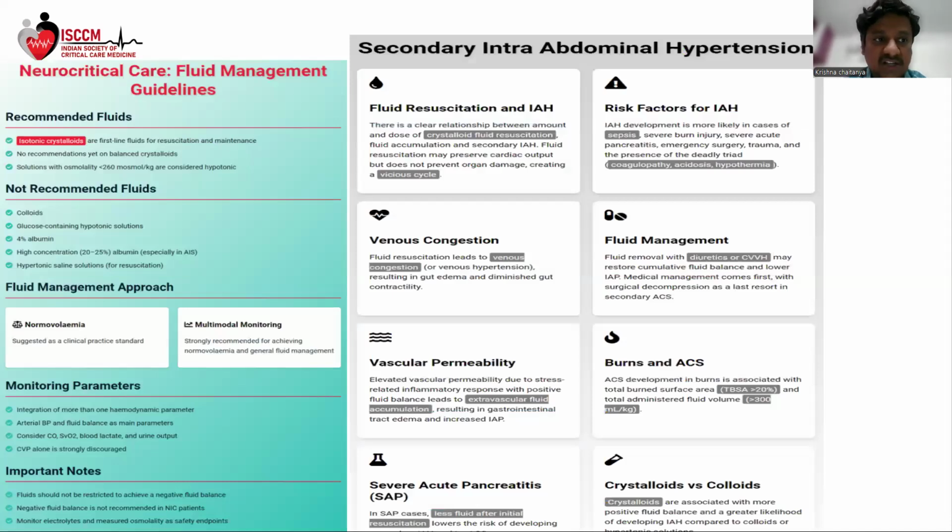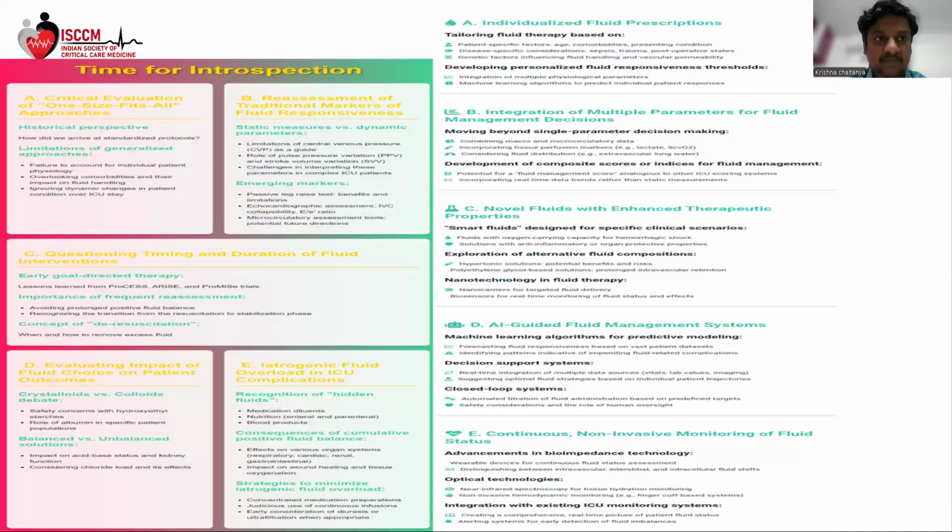Coming to neurocritical care, isotonic crystalloids are preferred. No recommendation regarding balanced solutions. Not recommended fluids include glucose-containing solutions and high concentration albumin, also 4% albumin. Fluid management of choice is normovolemia, multimodal monitoring. Coming to secondary intra-abdominal hypertension, risk factors include sepsis, burns, pancreatitis, anything where there is venous congestion, there is accumulation of fluid leading to multi-organ involvement because of the intra-abdominal pressure increase.